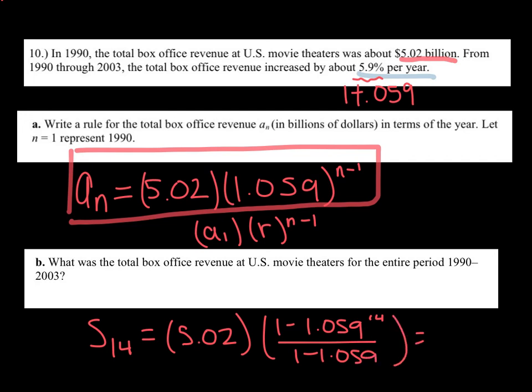And again, you just go ahead and plug it right into the calculator. So 104.76. So about $105 billion. And again, that's not what it's at on the 14th year or in 2003. That's the sum of all of those years added up.